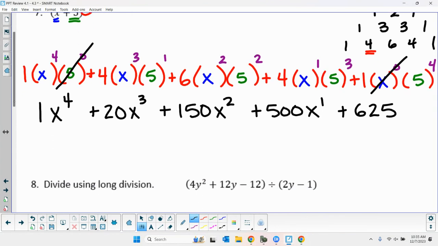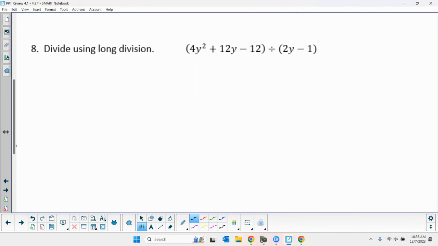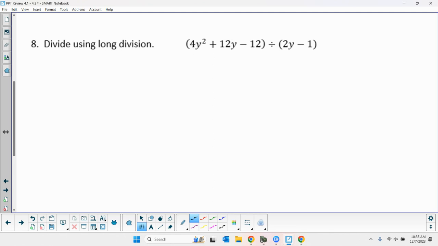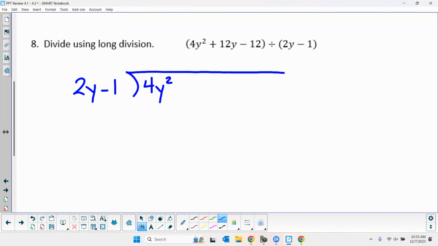Here's a long division problem. Make sure you use long division. All right, so the 2y minus 1 is outside. Again, I'm looking to make sure I've got a y squared, a y, and a constant. If something's missing, what do I put in that spot? Put a 0. For the outside, I've got a y and a constant, so I'm okay. If this was 2y squared minus 1, then I'd have to put a 0y in there, but I don't have to do that.